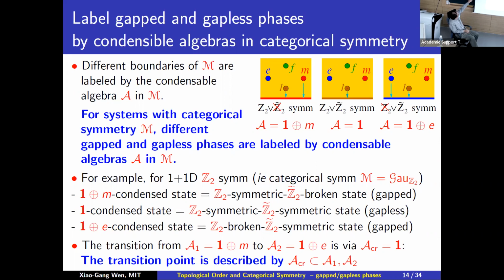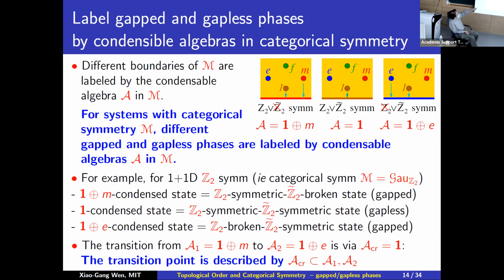And also it's nice because this one can be included in the first one, and also one can include the second one. So you can imagine you go from here to here, this one's M condensed, then M becomes uncondensed, reaching one, then after that E condensed, you get here. You have two critical theories.